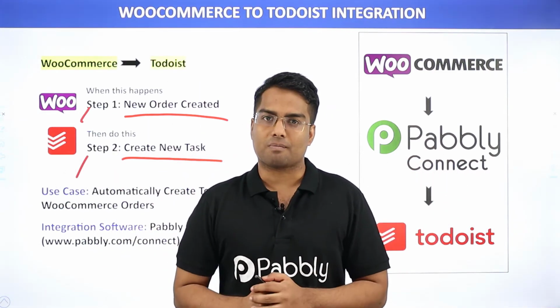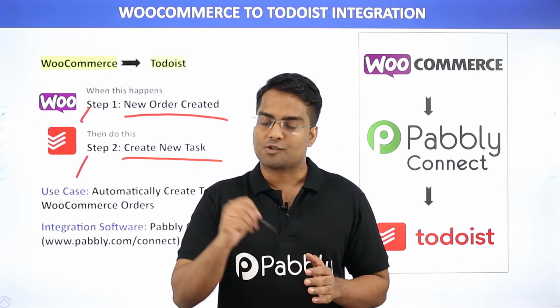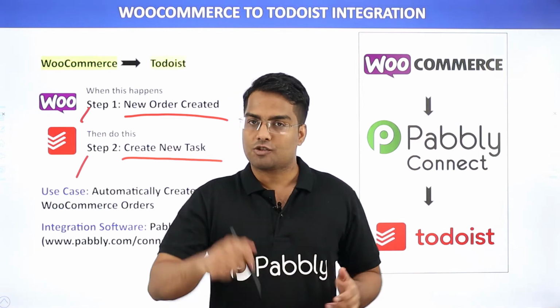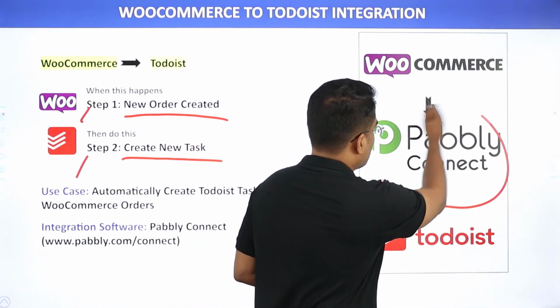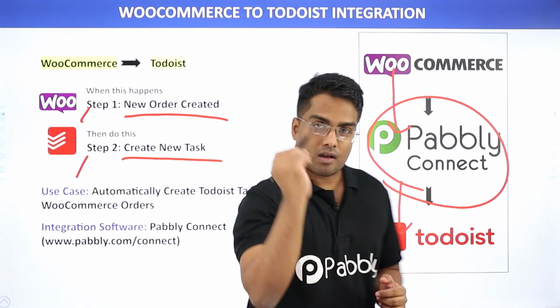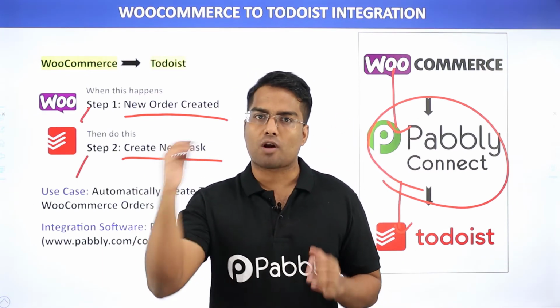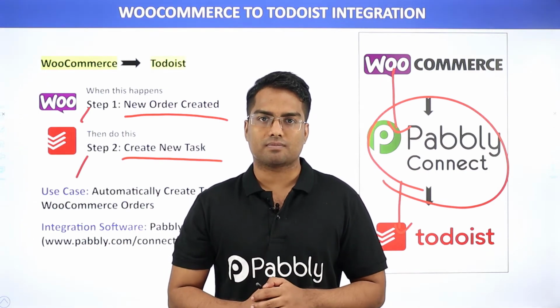But there is one minor problem. There is actually no integration between WooCommerce to Todoist. So in cases like these, we need to bring a third app to connect them both. So in this video, we will use Pabbly Connect to integrate WooCommerce and Todoist. Now the best part of using Pabbly Connect is, there is no need for coding skills or programming language. It can be done easily. Let me show you on my screen.